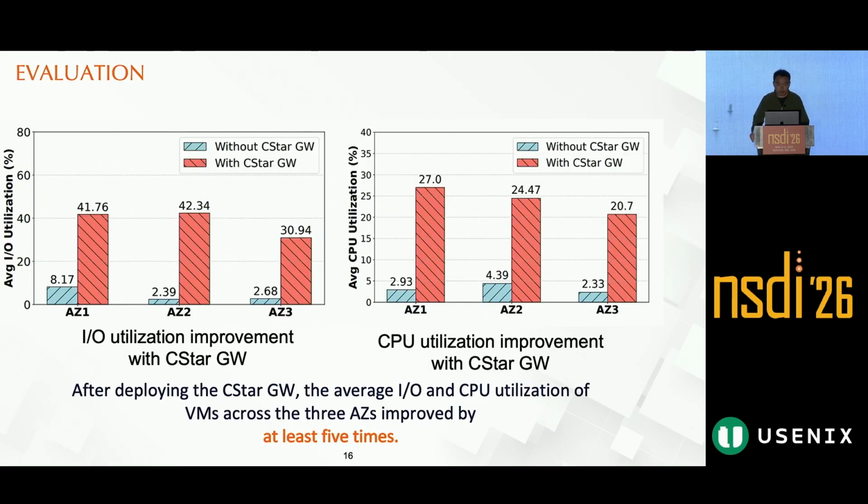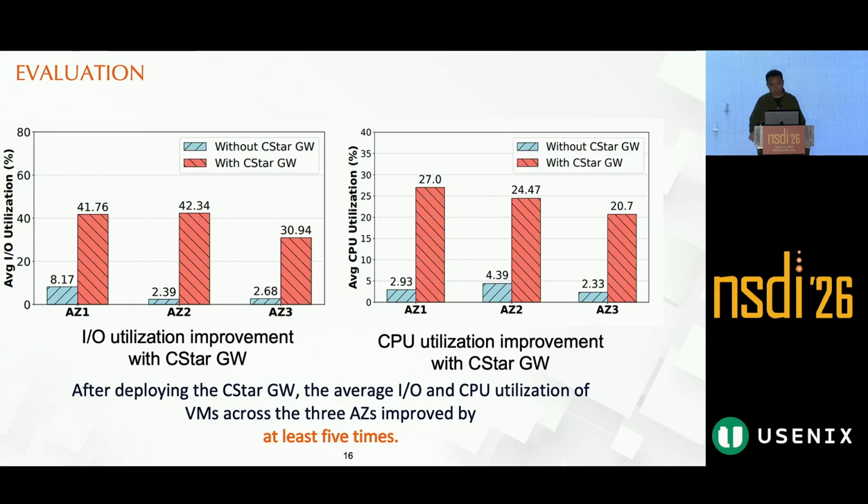Now let's see our evaluation. We selected 3 availability zones that had already deployed CStar Gateway and measured the average CPU and I/O utilization of all NF VMs in these 3 zones before and after the deployment of CStar Gateway. The result shows that after deploying CStar Gateway, the mismatch between the number of VNICs and session resources was resolved. As a result, the traffic handled by an NF VM is no longer constrained by the number of VNICs and sessions provided by the vSwitch.